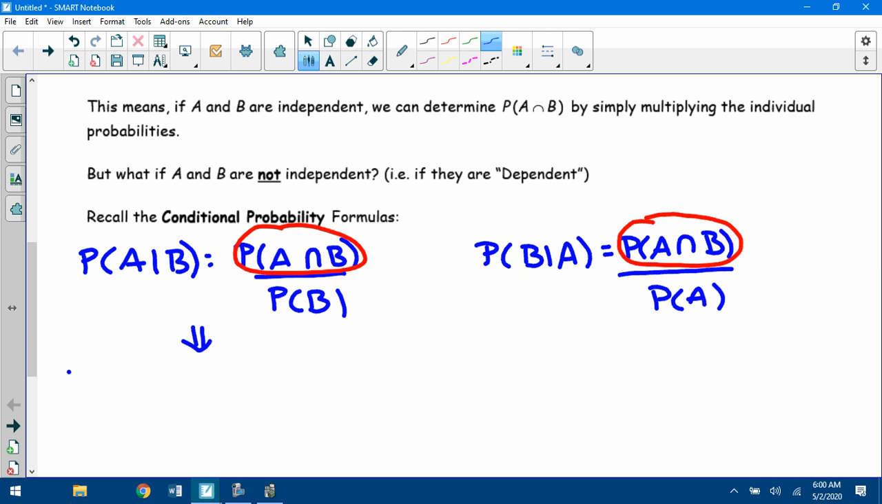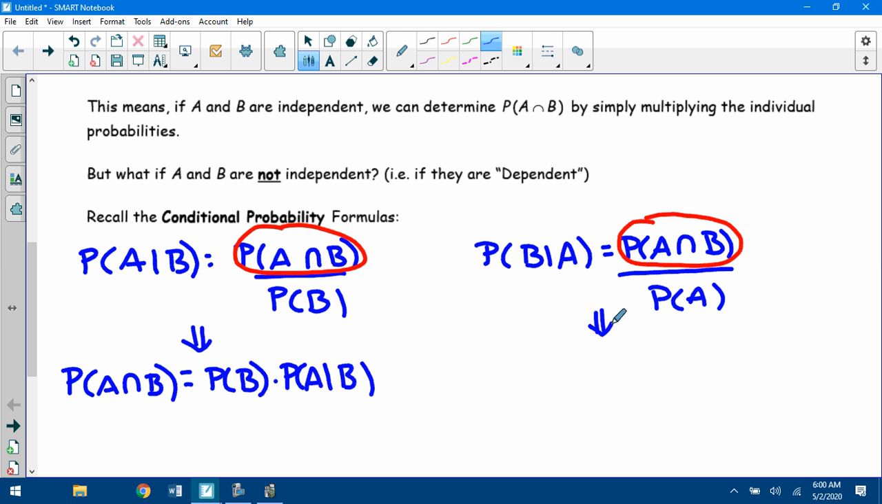If I cross multiply here, I get that the probability of A and B equals the probability of B times the probability of A given B. And by the same token, I get over here, the probability of A and B equals the probability of A times the probability of B given A.